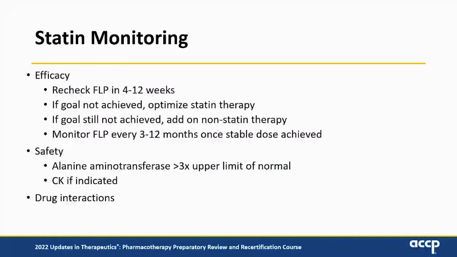So if we've started a statin, we'll recheck our fasting lipid panel in 1 to 3 months and see if we've achieved our goal. If not, we can go up on the dose. And if we still don't get to where we want to be, we can consider adding on non-statin therapy. And for safety, monitoring liver function tests, alanine aminotransferase, if it's 3 times the upper limit of normal chronically, then we might want to adjust that. You really only have to check CK if it's indicated, if your patient's having muscle symptoms. And then, of course, there's a ton of drug interactions. There's a big table in the workbook to be familiar with.